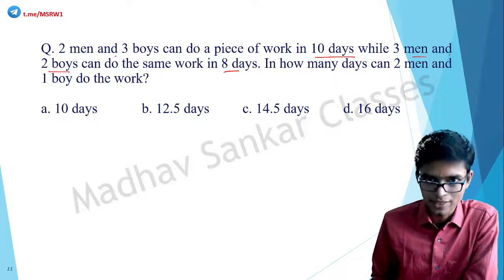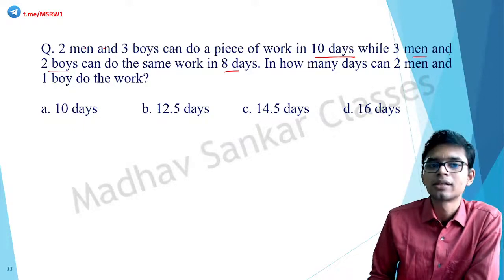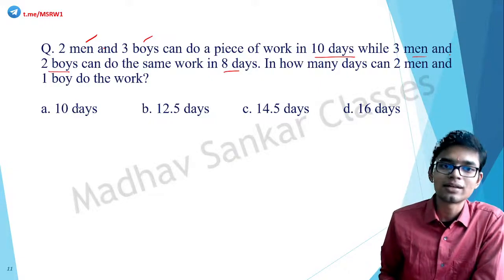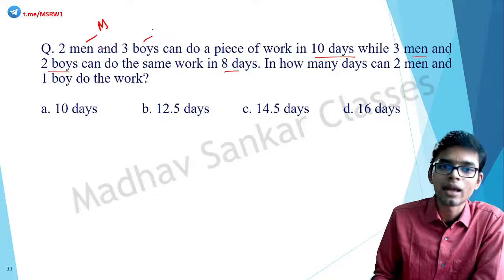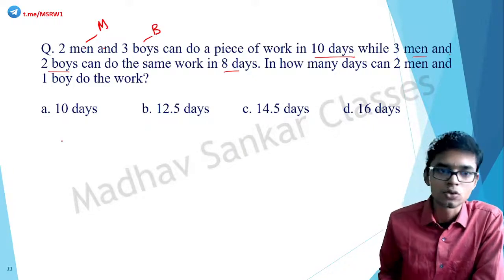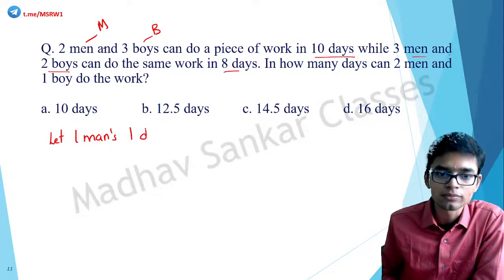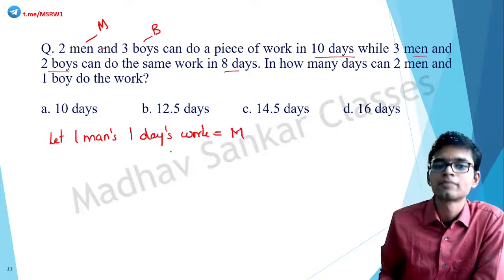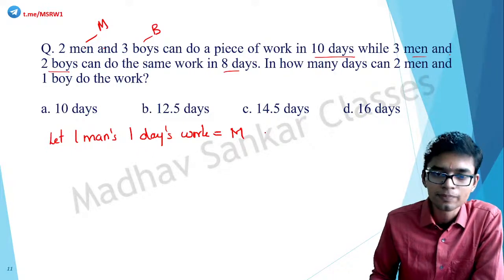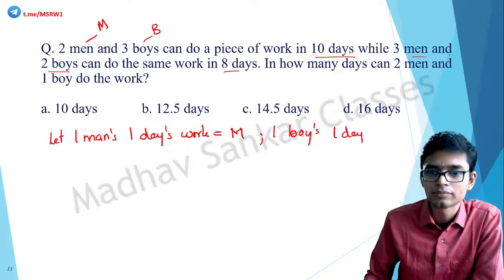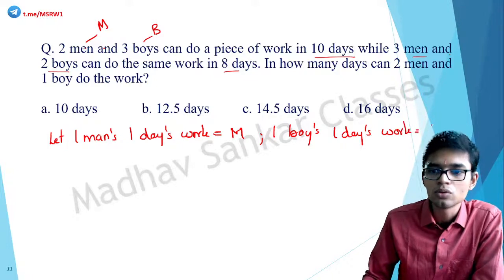Let's read the question once again. 2 men and 3 boys can do a piece of work in 10 days. Okay, so there are two variables here, men and boys. Clear? So let's use capital M for men and capital B for boys. Let one man's 1 day's work be M. Clear? Similarly, one boy's 1 day's work is equal to B.